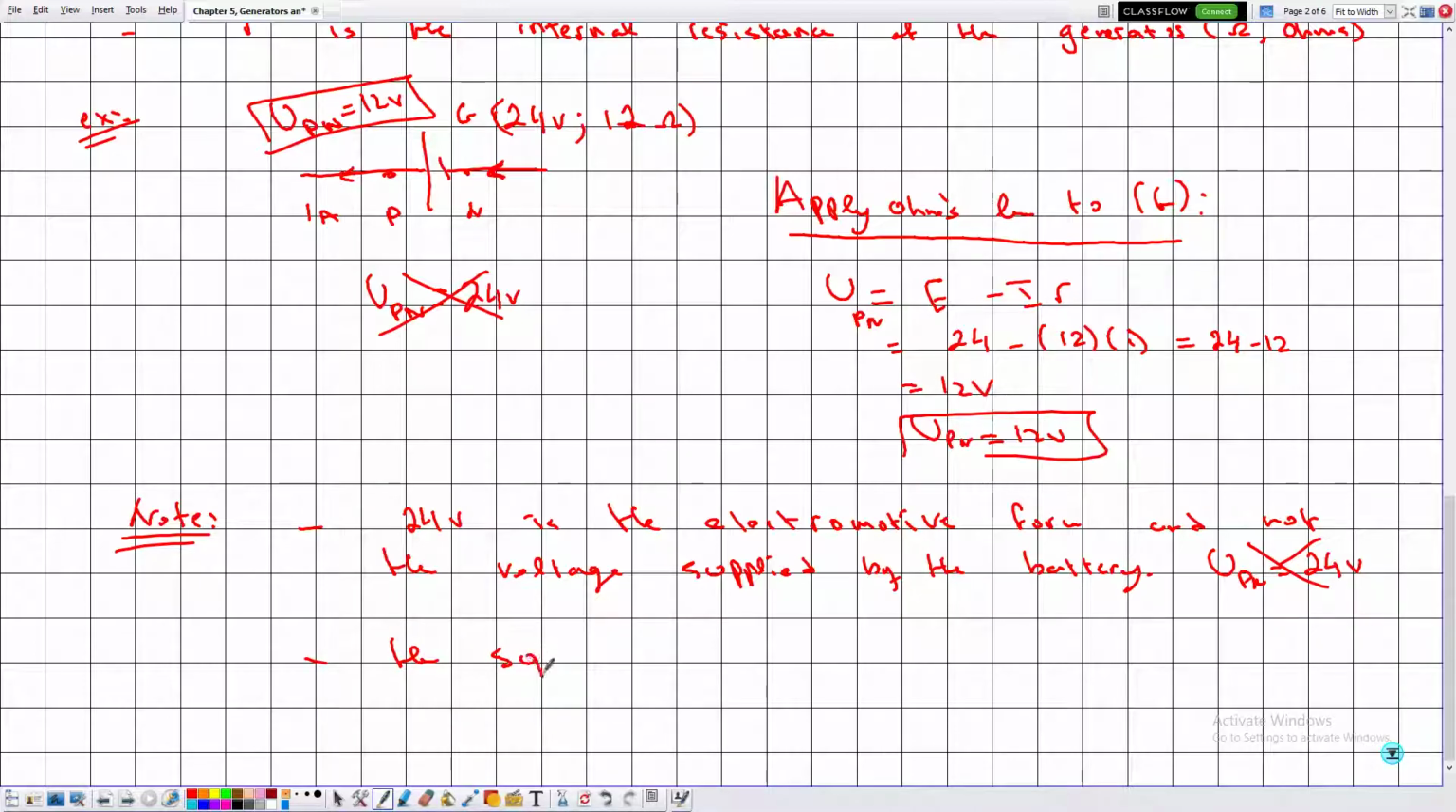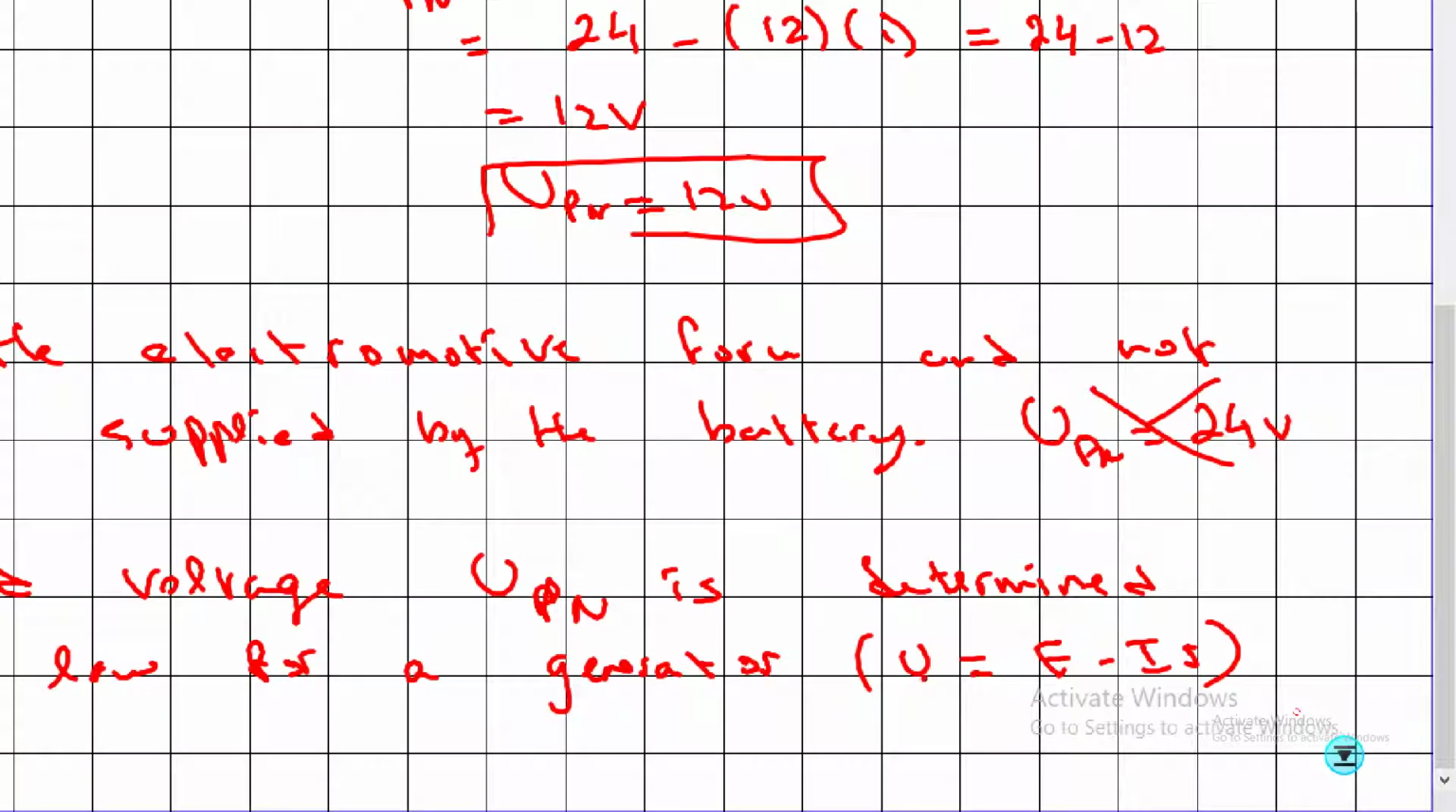The supplied voltage, which is given by UPN, is determined using Ohm's law for a generator, and it's given by UPN, or simply U because we don't know the direction of the traversing current, which is given by E minus IR. So it's a good habit, whenever we don't know the direction of the current, to leave it as U without labeling the points, which is given by E minus IR.